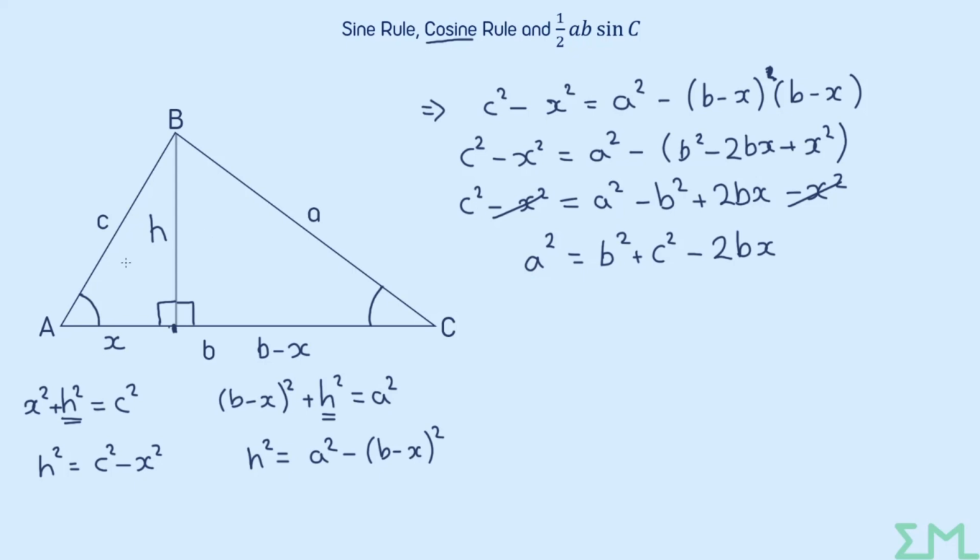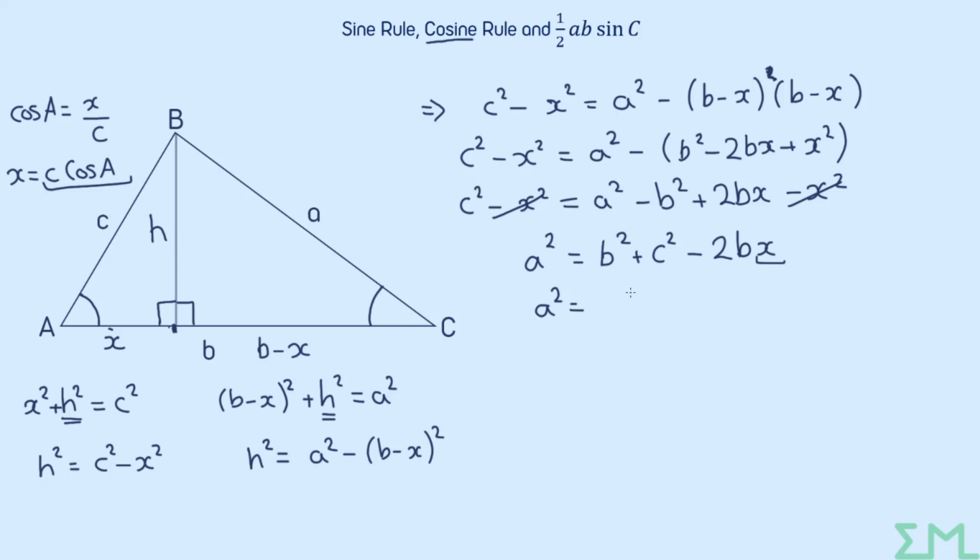So if we come over to the smaller right angle triangle, then we can actually link x with side c and angle A using cosine. I'm just going to write it up here. So we will have cos A is adjacent, which is x, over the hypotenuse, which is c. Rearranging that, we get x equals c cos A. Now this can be substituted in place of x over here.